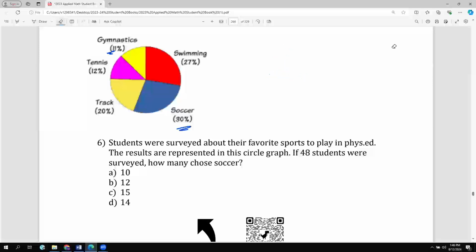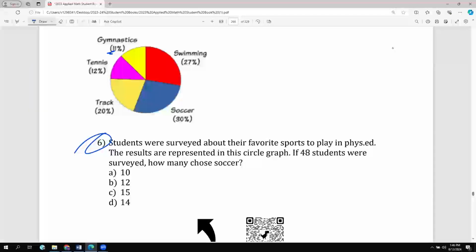Let's go ahead and take a look at question 6, read this question and answer it, and then pause this video and let's see if we come up with the same answer. Go ahead. All right, did you pause? Here we go. Students were surveyed about their favorite sports to play in phys ed. The results are represented in this circle graph. If 48 students were surveyed, how many chose soccer?